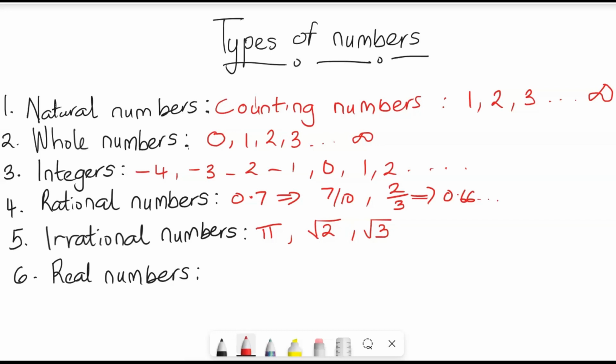Finally, here we'll be looking at real numbers. Your real numbers encompass all the numbers we have talked about so far. It's a combination of your rational numbers plus your irrational numbers. Now, this group includes fractions, decimals, name it. Every single form of number you could write, you could say they are real numbers.